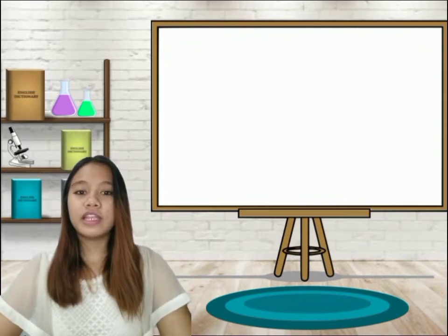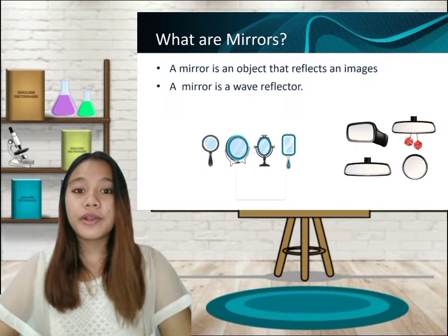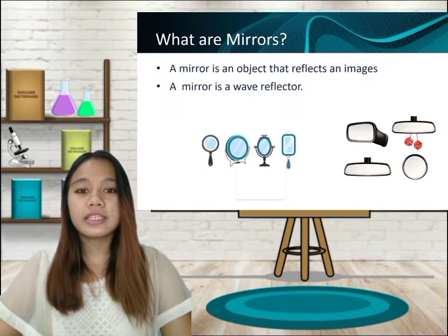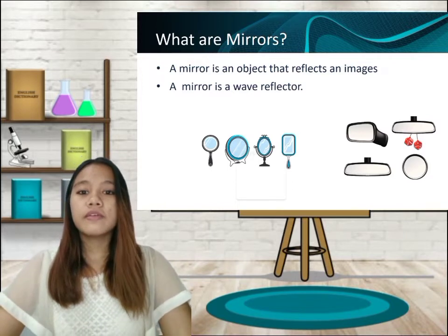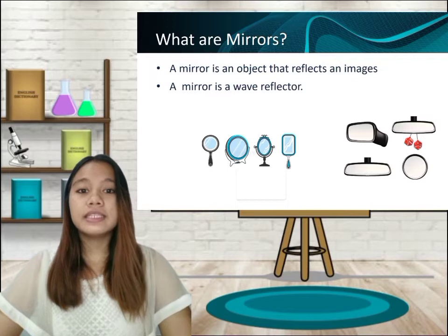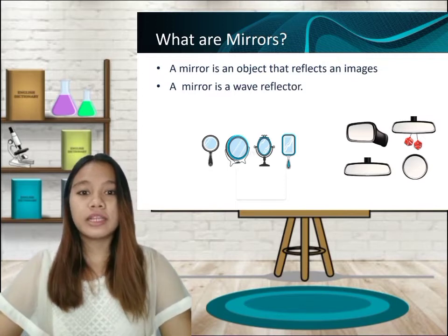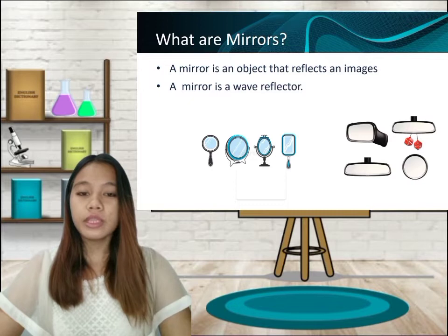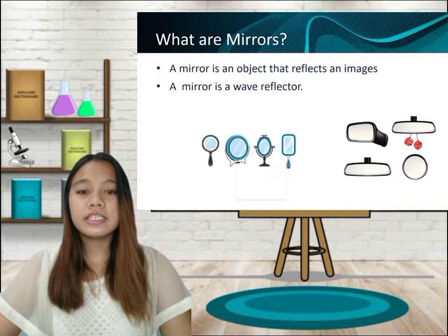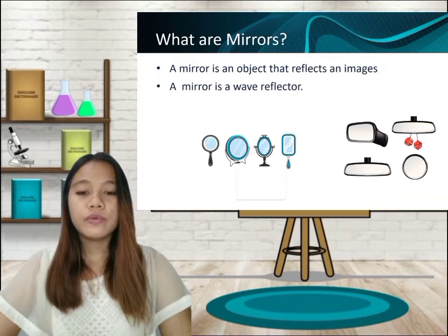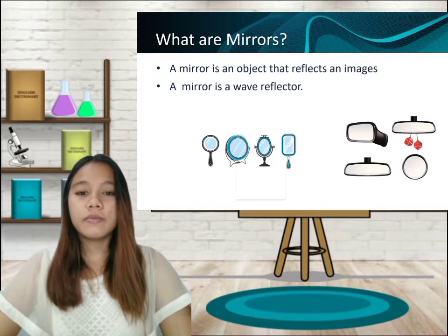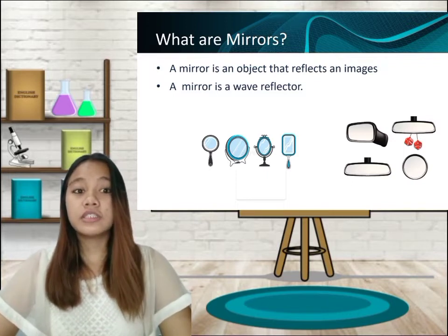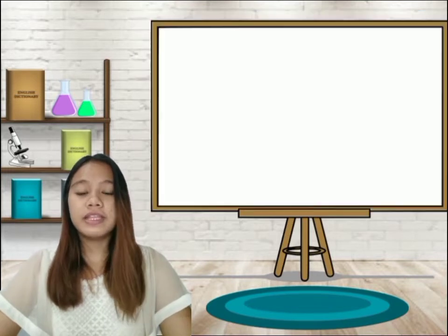First, let us define what mirrors are. A mirror is an object that reflects an image. One example of this is when we use a mirror to see ourselves, and these are the images that are reflected by the mirror. A mirror is a wave reflector. One example of this is light. We all know that light travels in the form of waves. Once it approaches a surface, such as a mirror, it is then reflected by the mirror.